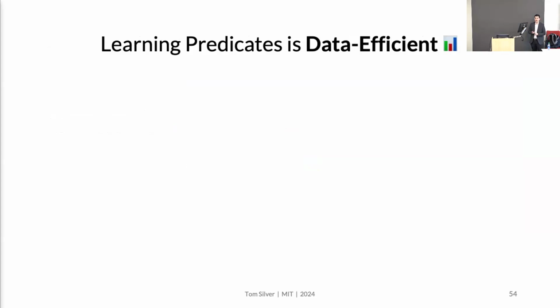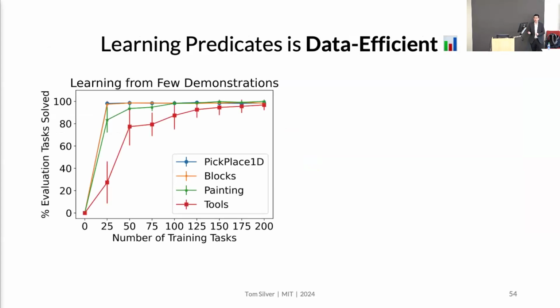Another thing that we see is that this entire procedure is very data efficient, owing to the fact that it's a very structured kind of learning. So we can look at the number of demonstrations or number of training tasks and see how we do in terms of evaluation performance on held out tasks as we have a certain number of demonstrations. And it turns out that on the order of like 25 to 100 demonstrations are often enough to learn predicates that lead to very efficient and effective planning.